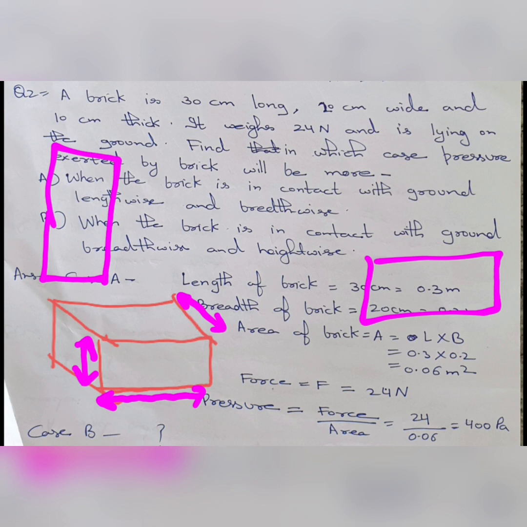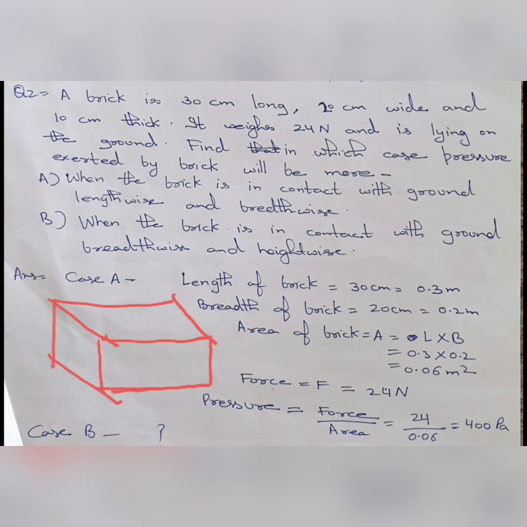I am telling you the first case. Here in the first case, the length of the brick is 30 centimeter, that is equal to, if we divide it by 100, 0.3 meter. The breadth of the brick is 20 centimeter. If we divide by 100, we will get 0.2 meter. So the area of the brick will be length into breadth, that is 0.3 multiplied by 0.2, we will get 0.06 meter square. So the area will be 0.06 meter square, and the force is given.